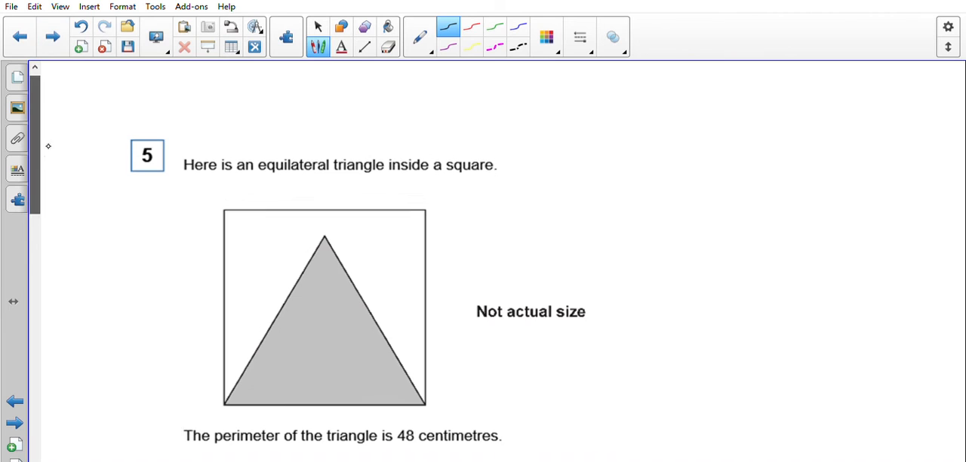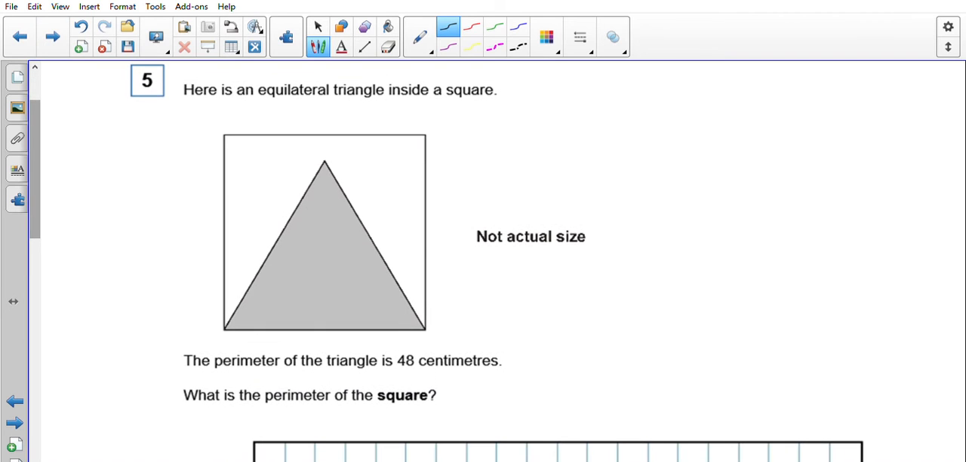Question 5, interesting one, is an equilateral triangle inside a square. Don't know why you would put an equilateral triangle inside your square, but here we are. The perimeter of the triangle is 48 centimetres. Now we know from thinking about perimeter previously that that's a distance the whole way around the outside of a shape.